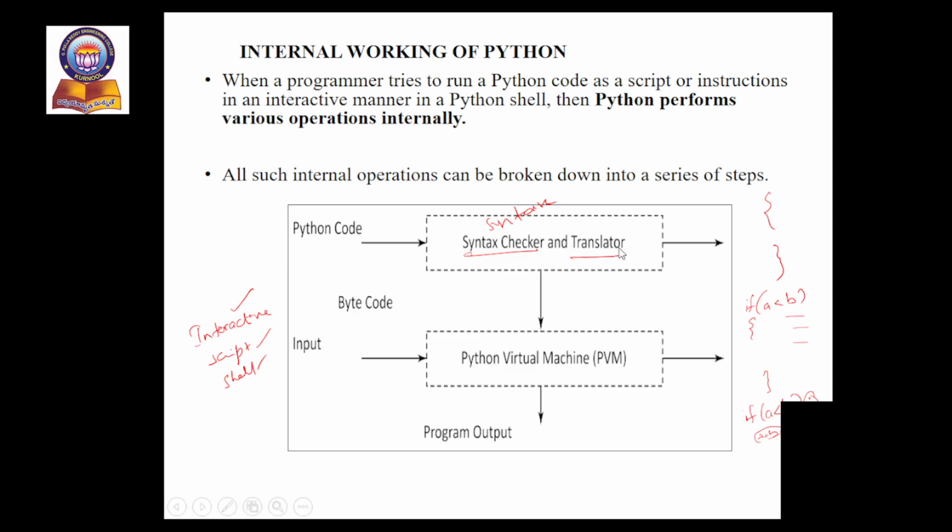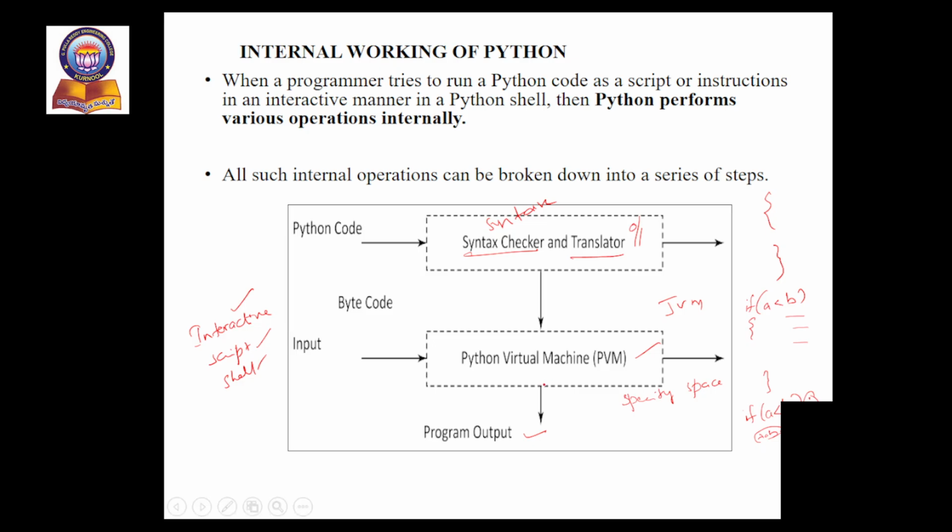So these syntaxes, like the colon, will all be checked by the syntax checker, and then the translator will translate your code into binary format, in terms of zeros and ones. Then this binary code will be given to the Python virtual machine, where it will run your program. After translation, the Python virtual machine will specify the space needed for your program, and if there are any variables that are not in use, the memory space for them will be removed. So garbage collection and all those things will be done by the Python virtual machine, and then it will give the output. Program output will be displayed by the Python virtual machine, like the JVM, the Java virtual machine.